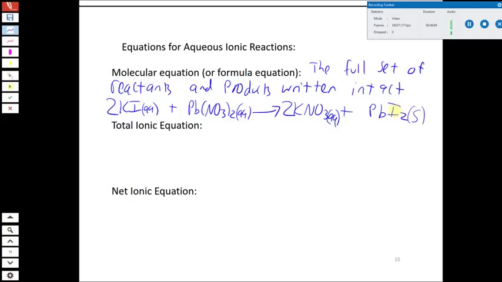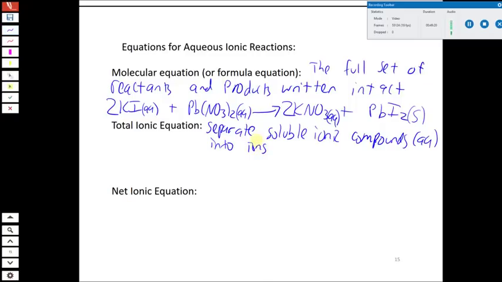Now the next type of equation we can write, this one is not terribly useful, but we kind of need it to be able to go to the last one, which is net ionic. It's called the total ionic equation. In the total ionic equation, we separate the ions for anything that's a soluble aqueous compound. So we separate the soluble ionic compounds, the ones that have aq next to them, into their respective ions.